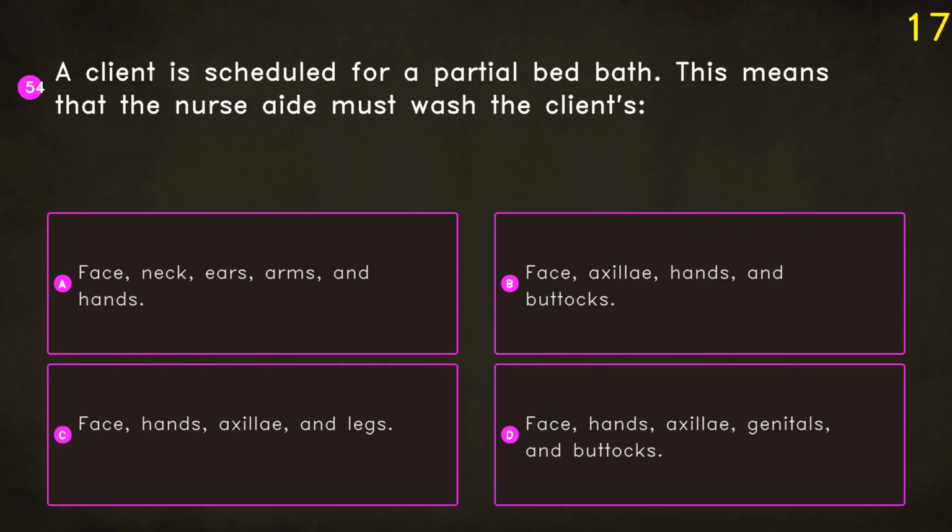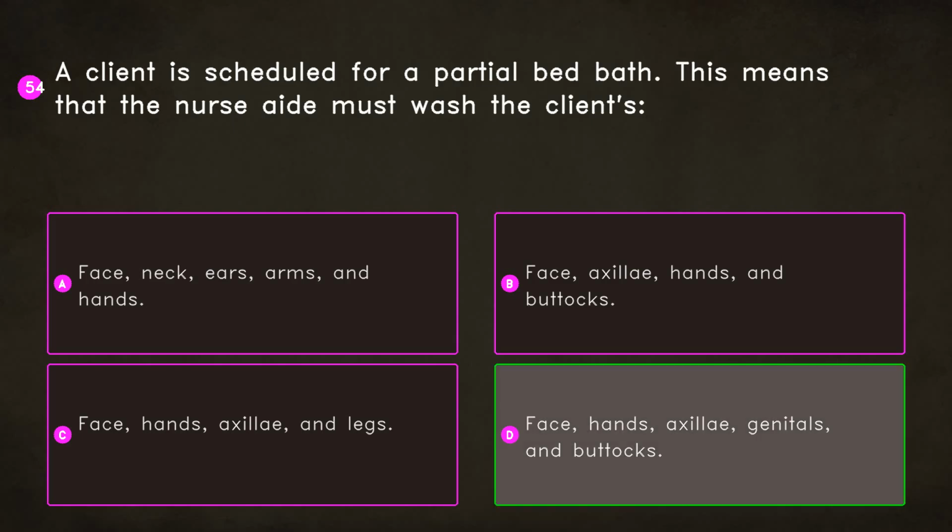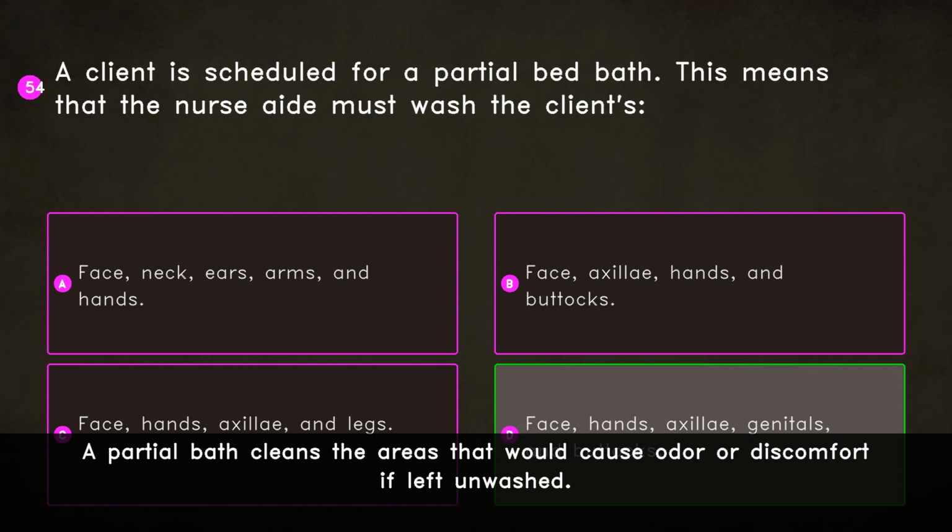Question 54. A client is scheduled for a partial bed bath. This means that the nurse aide must wash the client's A. Face, neck, ears, arms, and hands. B. Face, axilla, hands, and buttocks. C. Face, hands, axilla, and legs. D. Face, hands, axilla, genitals, and buttocks. The correct answer is face, hands, axilla, genitals, and buttocks. A partial bath cleans the areas that would cause odor or discomfort if left unwashed.